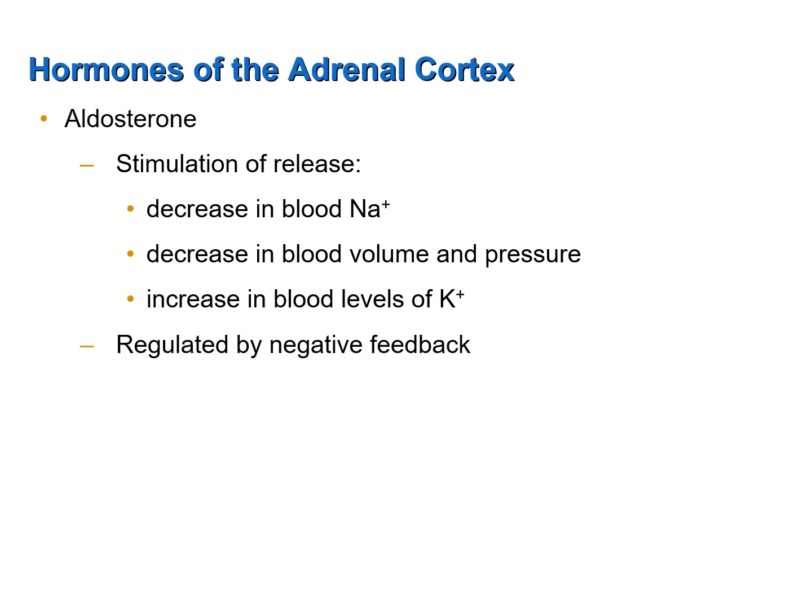The release of aldosterone is regulated by negative feedback. As blood levels of sodium rise, as blood volume and blood pressure rise, and as blood levels of potassium fall, there is a decrease in the release of aldosterone from the adrenal cortex. Aldosterone is a steroid. In fact, all of the hormones produced by the adrenal cortex are what are called corticosteroids. They are all steroids produced by the adrenal cortex.